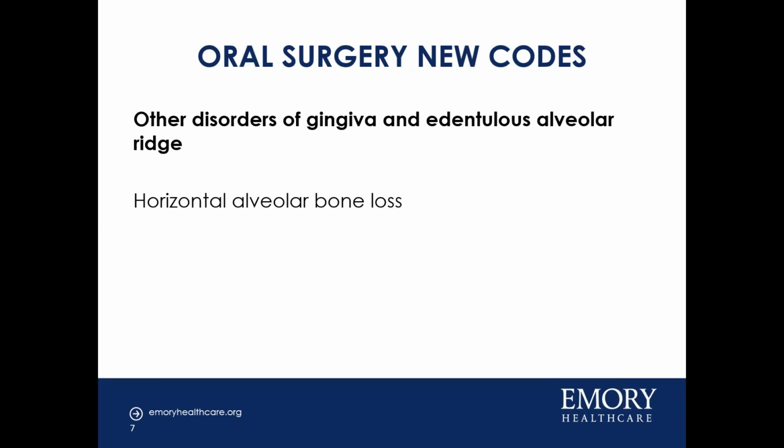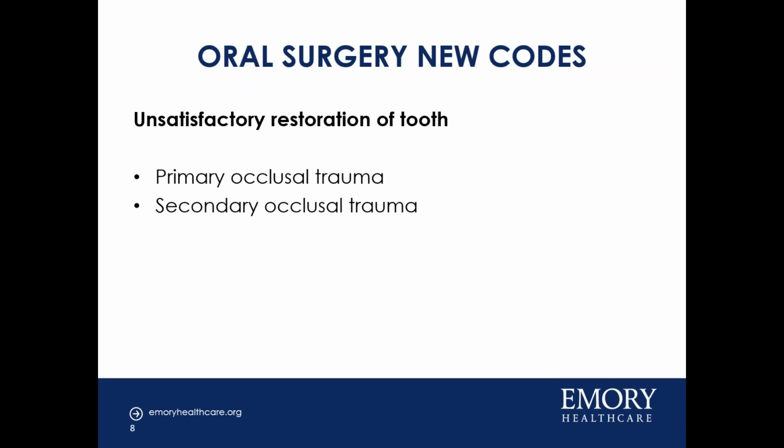They've added horizontal alveolar bone loss as a code. We didn't have that before. Unsatisfactory restoration of teeth. We've had a few codes for that, but they've added a primary occlusal trauma and a secondary occlusal trauma.